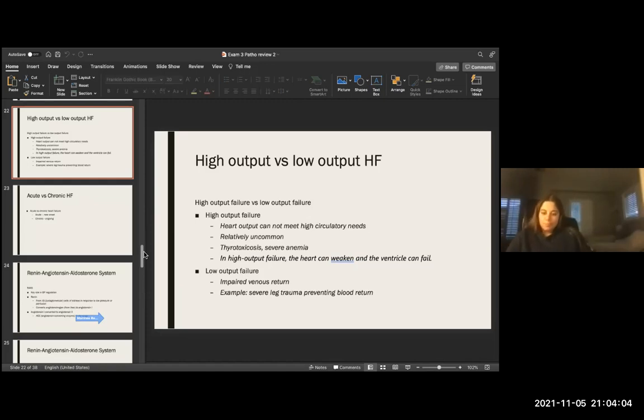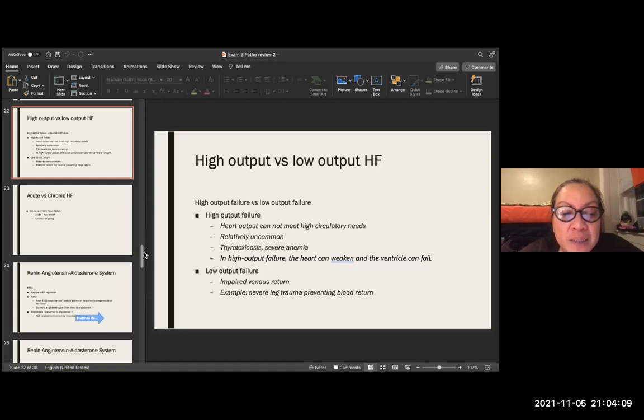mostly on the vessel, the vascular vessel. So in high output failure, the heart can weaken and the ventricle can fail. Examples are thyrotoxicosis and severe anemia. The high output failure is more severe than the low output failure. The low output failure is only on the veins, on the venous return. For example, severe leg trauma preventing blood return is a low output heart failure. But the high output failure is large blood vessels that involves toxicity like thyrotoxicosis. Thyro, the thyroid, right? So there is toxicity in the thyroid.